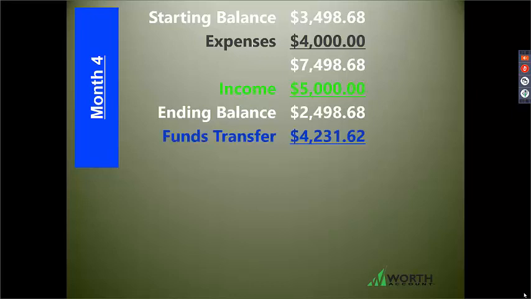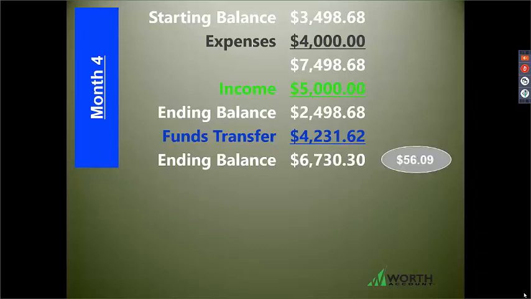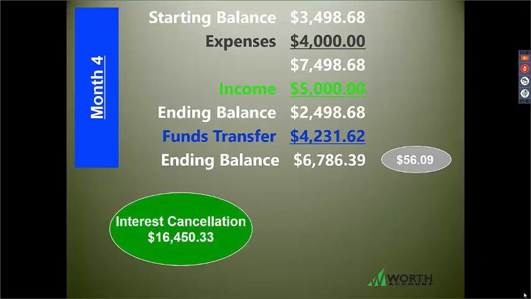It tells us to transfer $4,231.62. Where? Well, we only got one mortgage in this scenario and one home equity line of credit, so it tells us to send it to the first mortgage. Brings our ending balance to $67.30. We're going to pay $56.09 in interest. It brings our balance to $67.86.